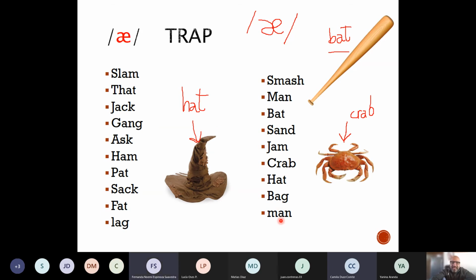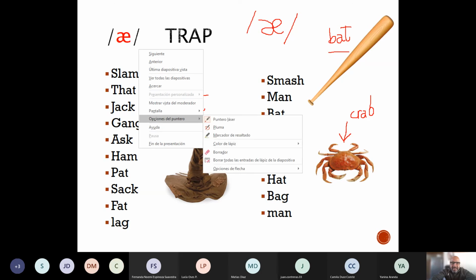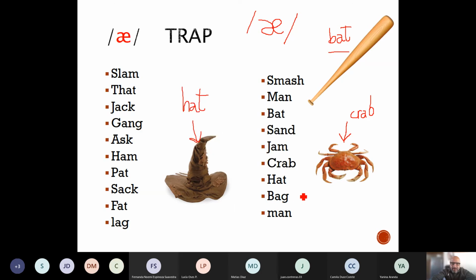So it's different when you say "man" as when you say "mun". Bag is different to "beg", right? Let me give you an example. When we say "bag", we refer to the thing that we use to carry objects, like when you go to the supermarket. We have these bags, right?